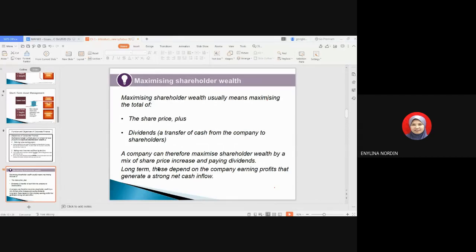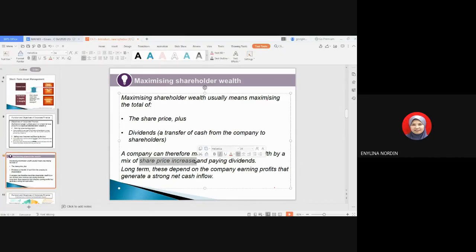The company can therefore maximize shareholders' wealth by a mix of share price increase. That means if the share price of the company increases due to your investment and financing decision, you are maximizing the shareholders' wealth. And also, your smart investment and financing decisions make your company profitable, resulting in more cash or income generated, and you have excess cash flow to be distributed to the shareholders as dividend. That means you are maximizing shareholders' wealth.